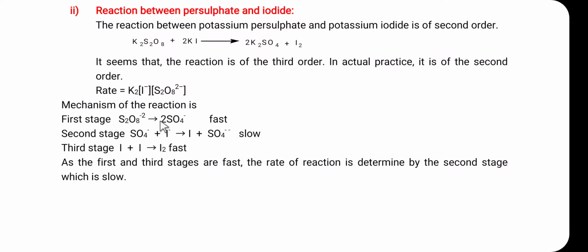So here the first stage and the third stage, these 2 stages are the fast stages, and the second stage is a slow stage, and all of you know that the slow stage is the rate determining step, and the order of this slow stage is 2. That's why here, even though the molecularity of this reaction is 3, the order of this reaction is 2. So here we can write the rate law expression. Rate is equal to k2 into concentration of I minus into concentration of the persulfate ion. So here this is the second example of the second order reaction. So these are the 2 examples of the second order reaction.